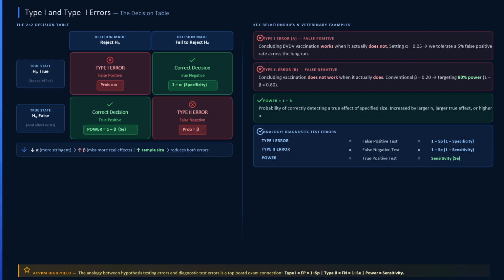Now here's the part that makes this really click for vets. This is exactly like diagnostic testing. A type 1 error is a false positive test. A type 2 error is a false negative. And power is sensitivity. That analogy is one of the highest yield connections on the entire board exam, so make it your own.